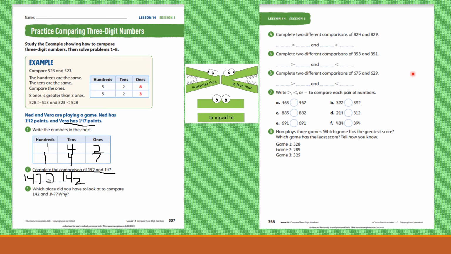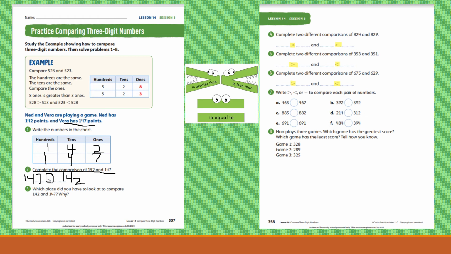All right, come on over here. Let's look at this. It says complete the two different comparisons of 824 and 829. I'm going to tell you right now, boys and girls, when they give you problems like this, you better look at where the arrow is. Okay, look at those arrows. Put the greater number in first. You know the greater number goes where to the opening of the arrow. So I'm going to go here. My opening to my arrow is there.